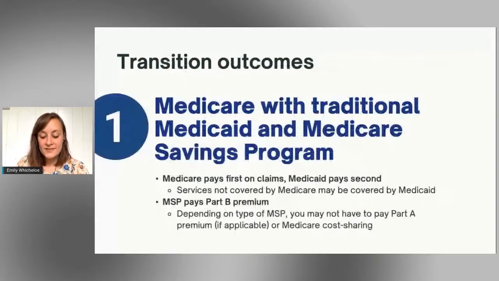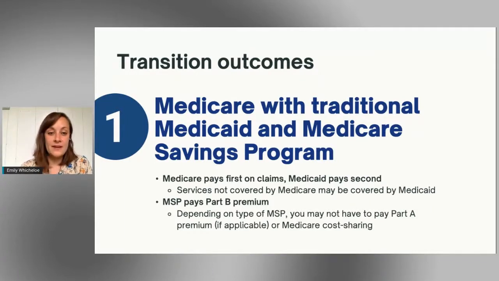So once your state agency has evaluated your eligibility for various programs, there are a few different outcomes. One transition outcome is you will have Medicare with traditional Medicaid and a Medicare savings program. This will happen if your income is below the traditional Medicaid income and asset limits in your state.